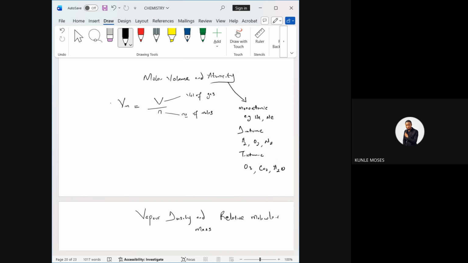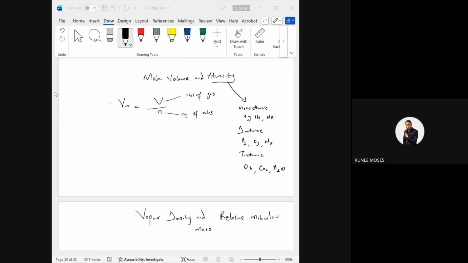Okay, so I was talking about the molar volume and atomicity. I believe you guys get the definition for molar volume, isn't it? Suzanne, do you get the definition for molar volume? Okay, it's very simple now. Molar volume is the volume occupied by 1 mole of a gas. Is that taken?